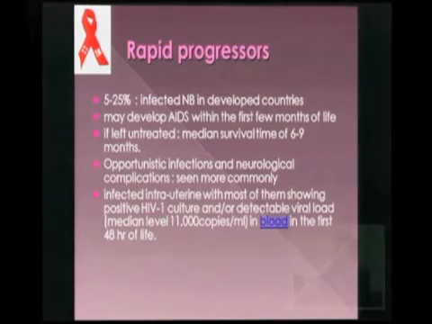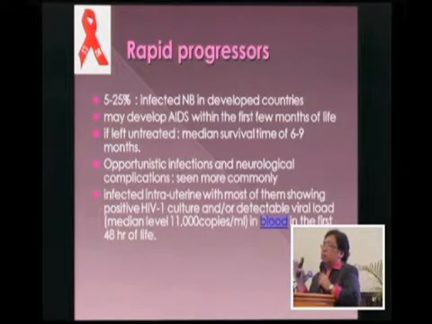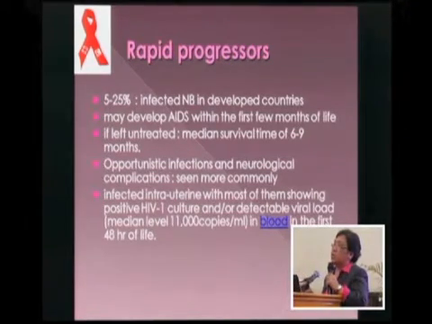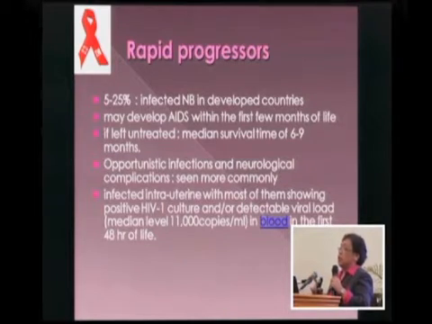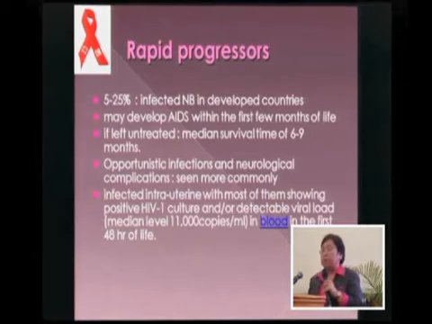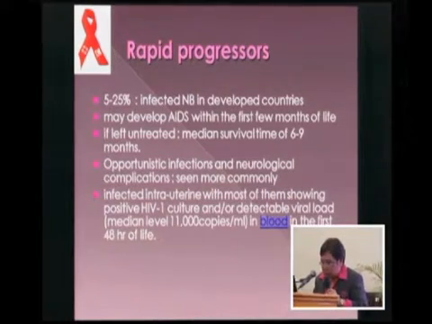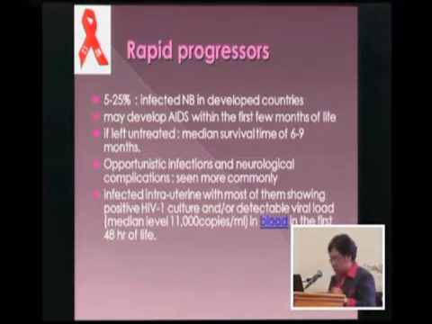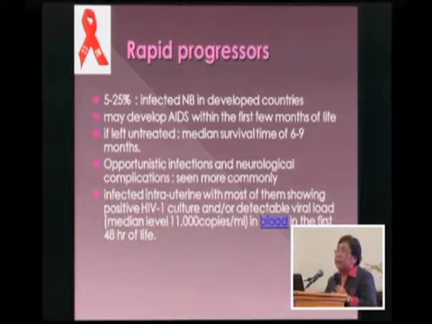Now, you might wonder, why are some children presenting early and why are some children presenting late? That's because there are some who are called rapid progressors. In 5 to 25% of the time, those infected newborns, usually in the developed countries, may develop AIDS within the first few months of life if they are left untreated. And the usual median survival time is 6 to 9 months.